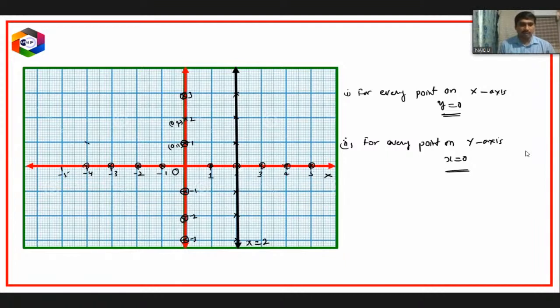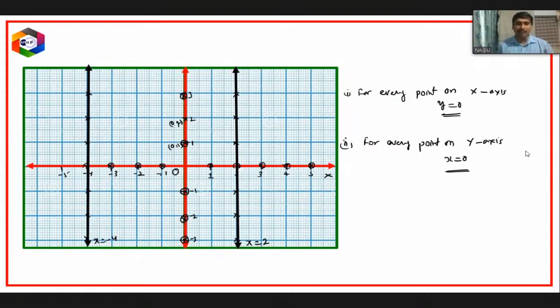Here I am going to take one point. Observe all these points: -4, 0; -4, -1; -4, -2; and similarly upside -4, 1; -4, 2. If you join all these points, it is again a straight line. Observe these two lines. These two lines are parallel to the y-axis.